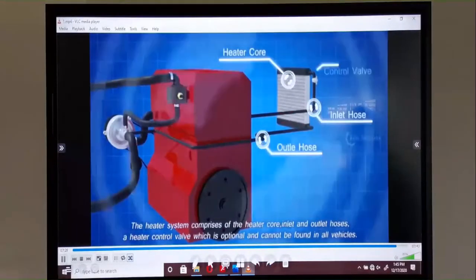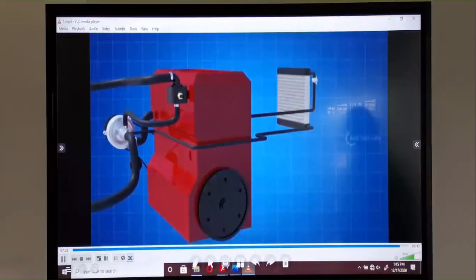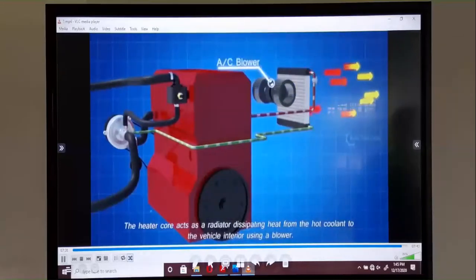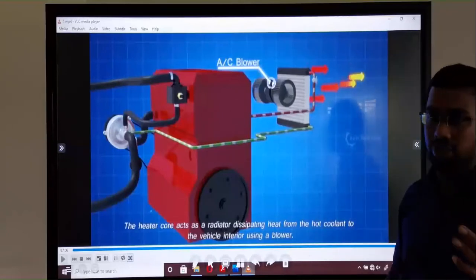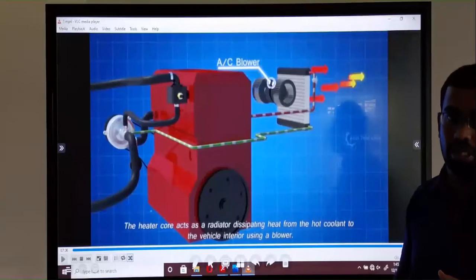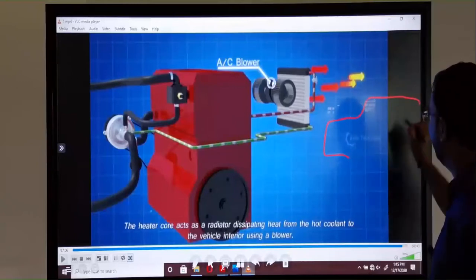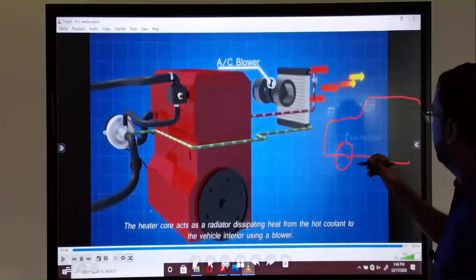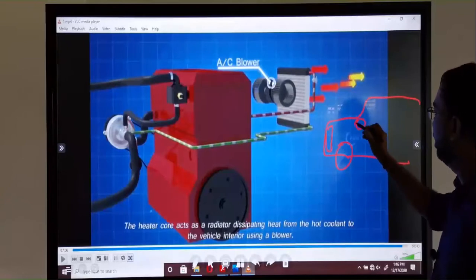Heater core, so that is the inlet hose, this is the outlet hose, and they are the control valve. Additionally, there is an air conditioner blower. This is normally situated in the dashboard of the vehicle. That means, for example, this is the vehicle, this is the front side of the vehicle. The radiator is situated like this. This blower and this heater core are situated in this area.